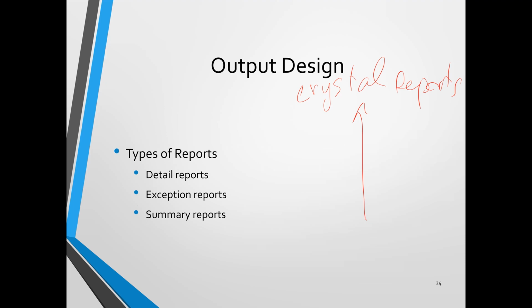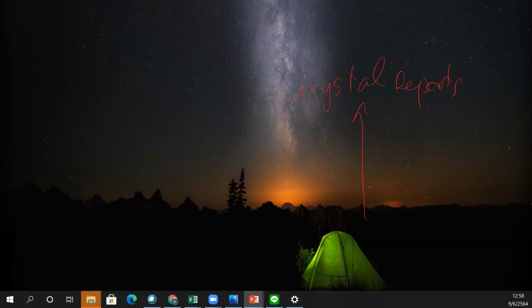Next, when we talk about reports, we have to think about the types of them as well: detail reports, exception reports, summary reports. What are they? Let me explain. Detail reports. Let me give an example. It won't be long. Let me find it on my computer first. Just give me one minute.